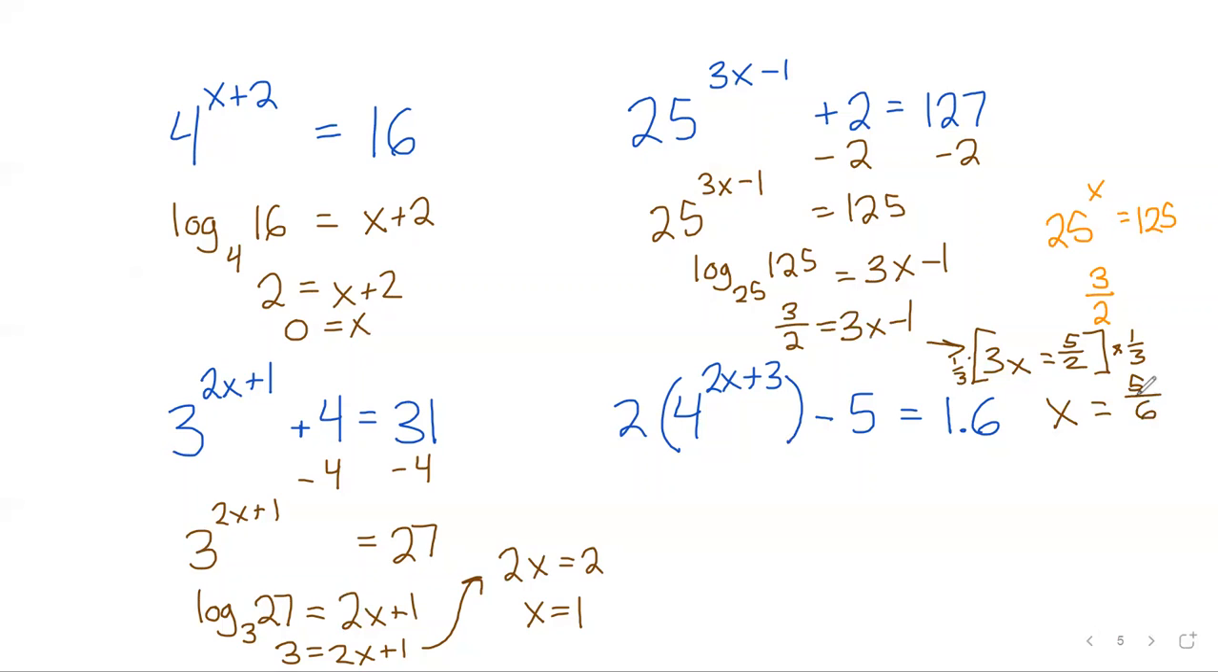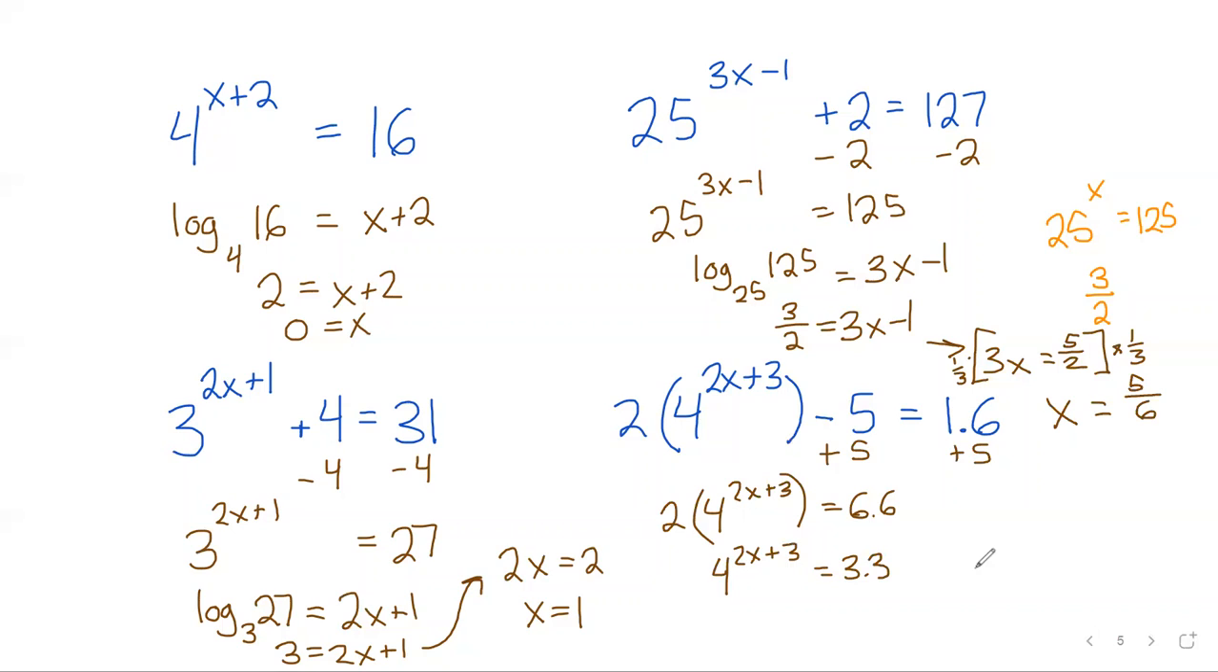Now, these 4 that we've done so far are ones that the numbers work out where you could do them easily without a calculator. This one's not, and I just want to show you an example of what that looks like. So I'll start by adding 5 to both sides. Still have that 2 there. That's going to equal 6.6. Divide both sides by 2. Again, we want to get that exponential part all by itself.